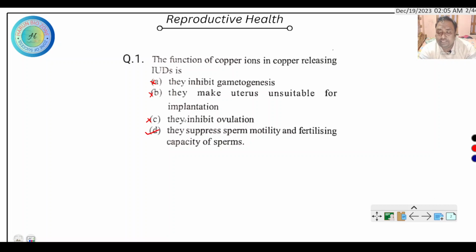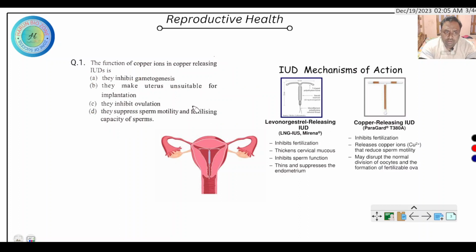So from the intrauterine device, copper ion is released. What is the function of this copper ion? Copper ion stimulates the phagocytosis process that destroys the sperm, and it also reduces the sperm motility and fertilizing capacity of sperm. So here the right answer is D.